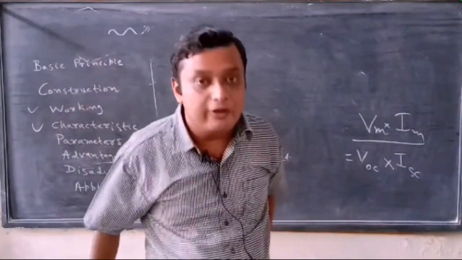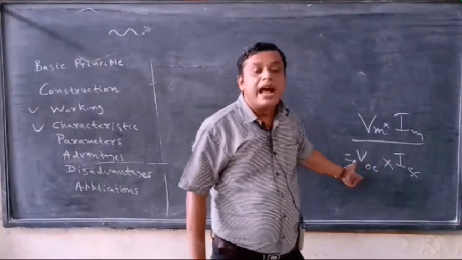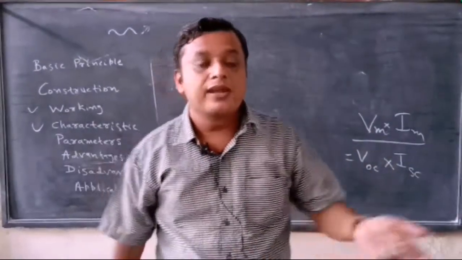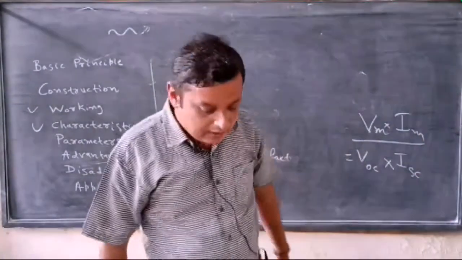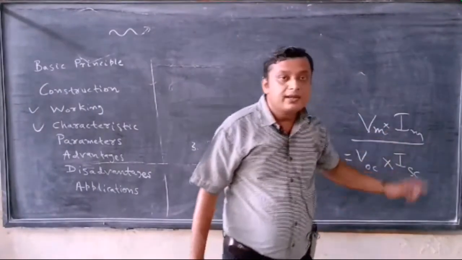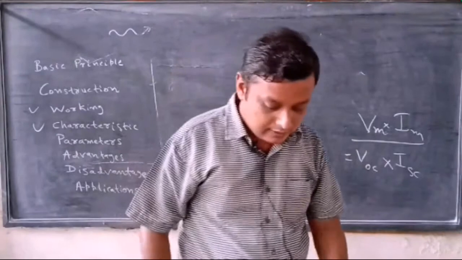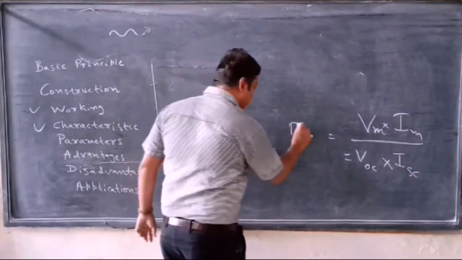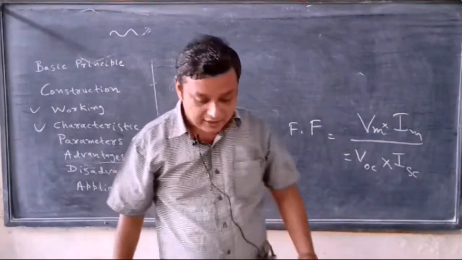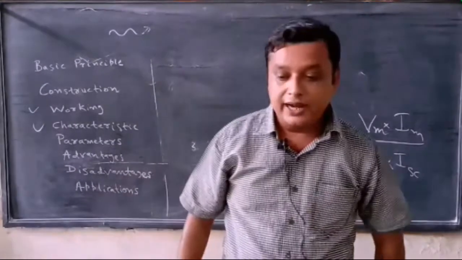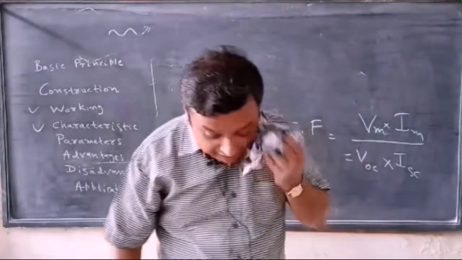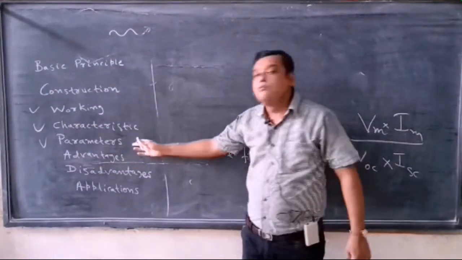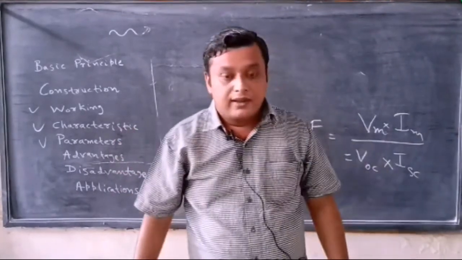We are not able to achieve a higher value in comparison to the ideal value. So the maximum allowed value available across the solar cell is known as the ideal value. Further, V_m I_m by V_OC I_SC is known as fill factor. So these are the basic parameters which are used to determine the properties of the solar cell. And after completing the different parameters of the solar cell, we will move to the advantages.